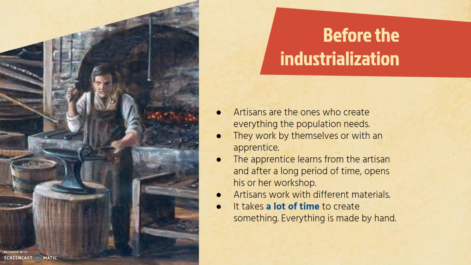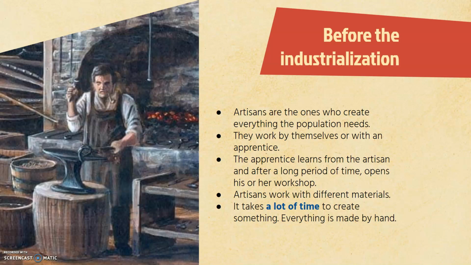Okay, so this is exactly what happens before industrialization. Well, artisans are the ones who create everything the population needs. Donc, la population a besoin de choses. Les artisans se chargent de tout. They work by themselves or with an apprentice. Donc, ils travaillent avec eux ou avec un apprenti. Ils ne sont pas tout seuls.